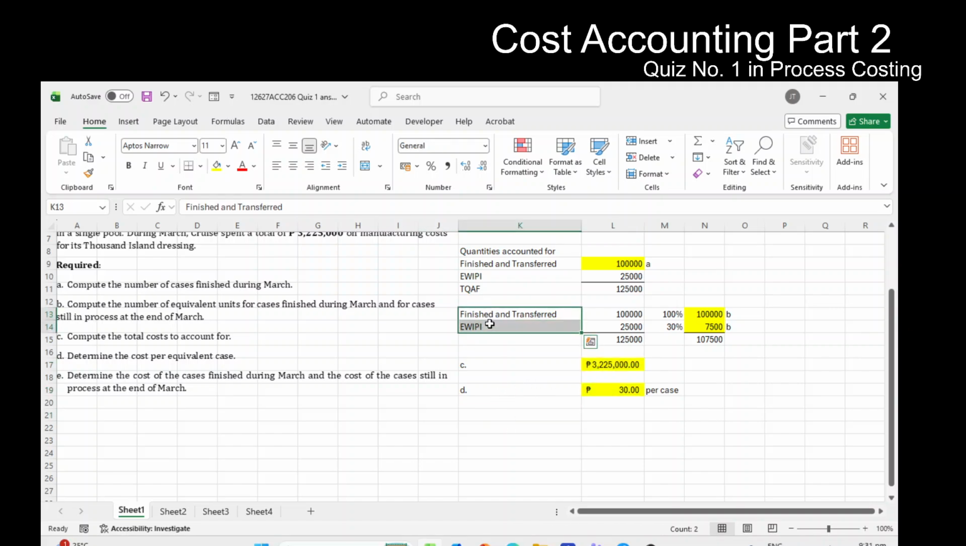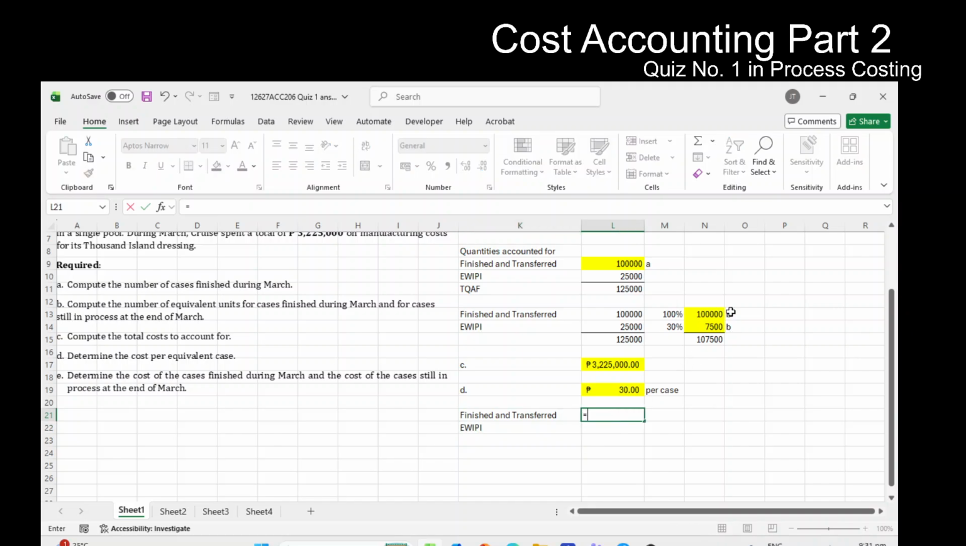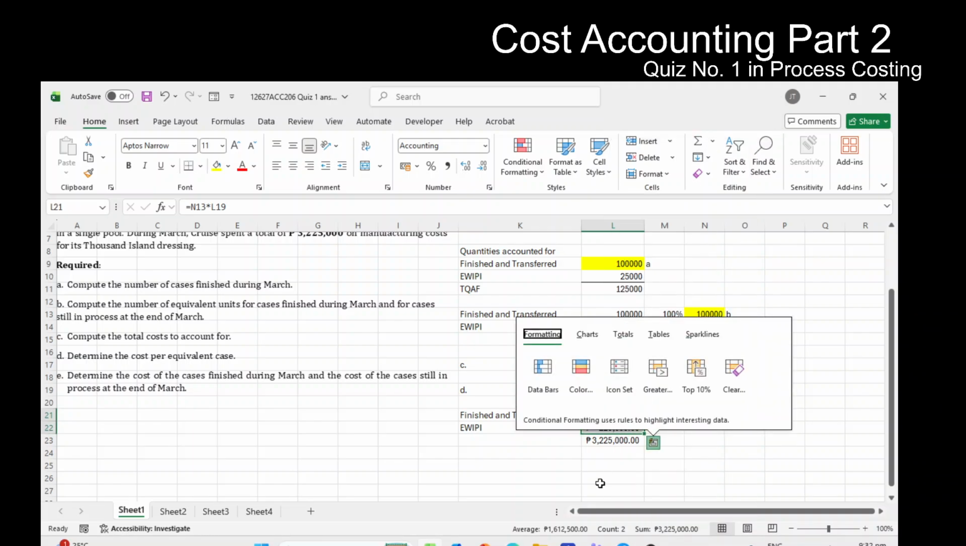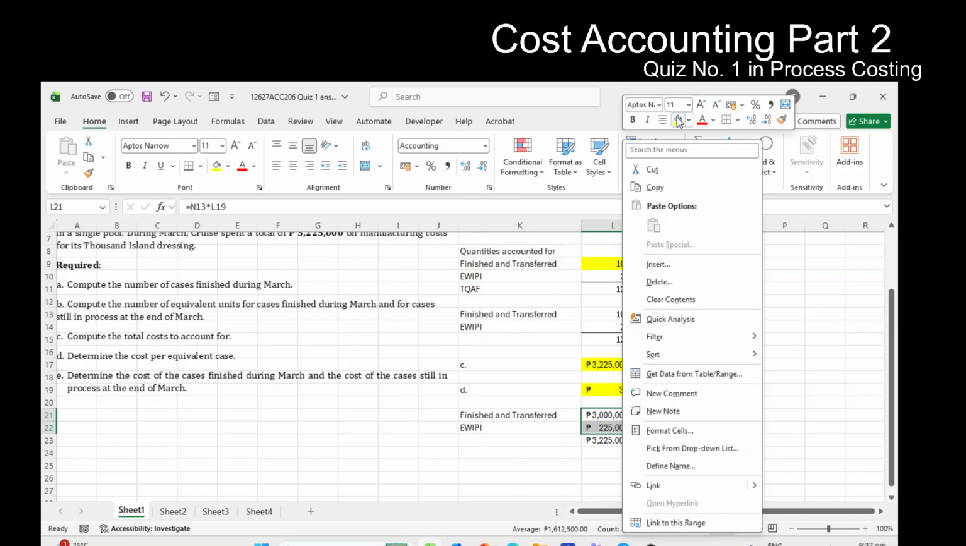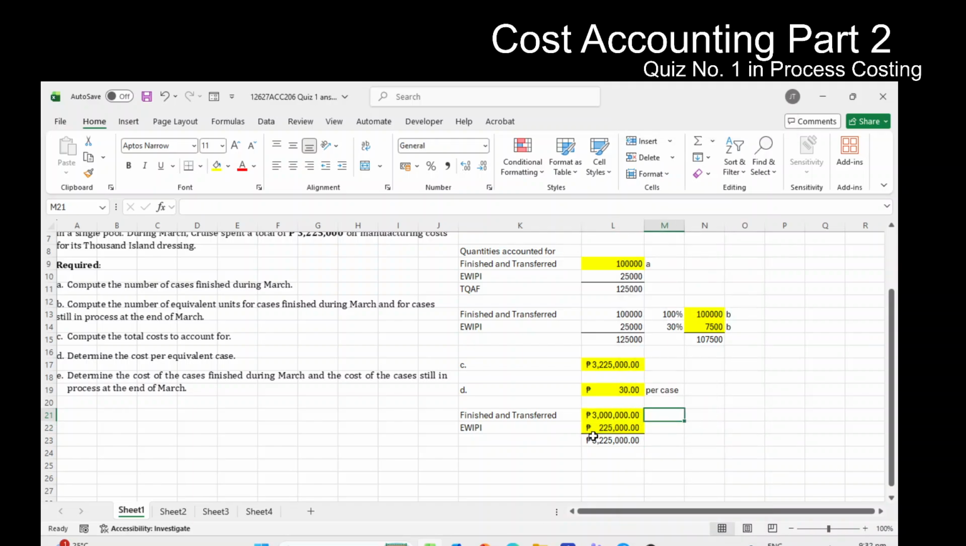And then for letter E, determine the cost of finished and transferred. Well, madali na lang yan, because all you need to do is get the EUP. For finished and transferred, we have 100,000 times 30, we have 3 million, and 7,500 times 30, we have 225,000. So for a total of 3,225,000. So balansyado ba tayo? Yes, balansyado tayo. So those are the answers. Yan yung sagot for letter E.